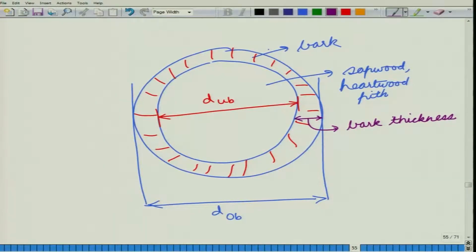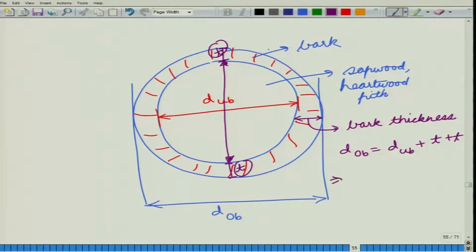Now, if we looked at any section, it would have your bark thickness, let us call it T. So, you have T at both the ends, and then you have the underbark diameter from here to here, and this total becomes the overbark diameter. So, D over bark is equal to D underbark plus a thickness here plus a thickness here.